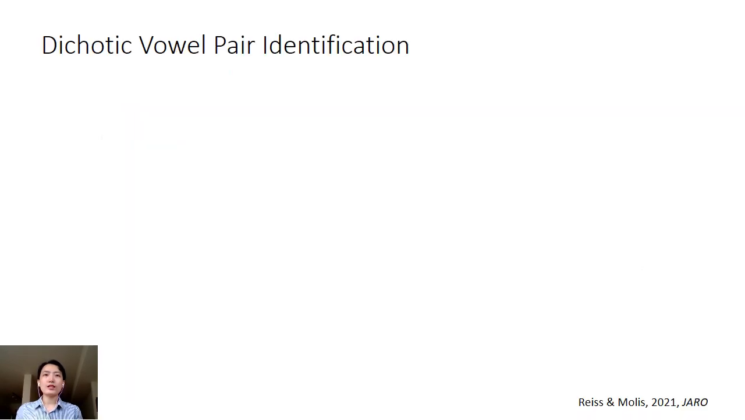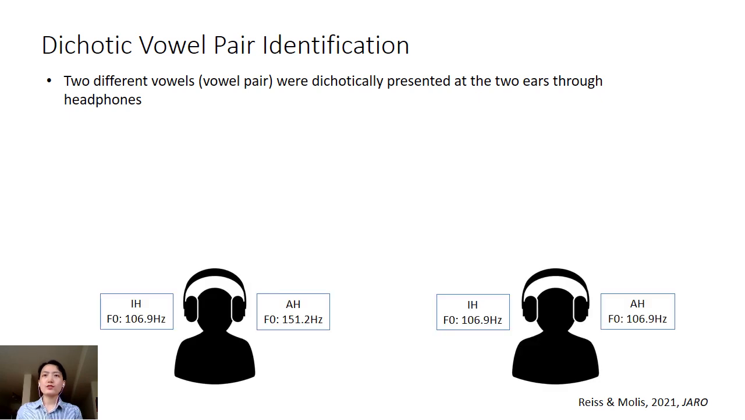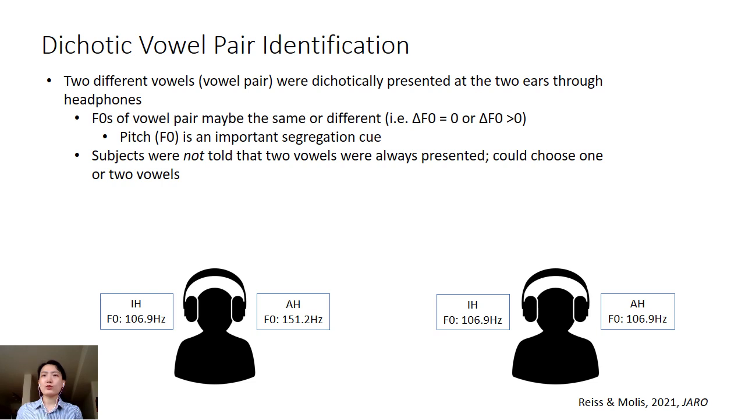In a recent study, Reese and Mollis showed something interesting about dichotic vowel identification. Two different vowels were dichotically presented at the two ears through headphones like this. Fundamental frequencies of the two vowels could be the same or different. The subjects were not told that the two vowels were always presented, and they could choose one or two vowels.